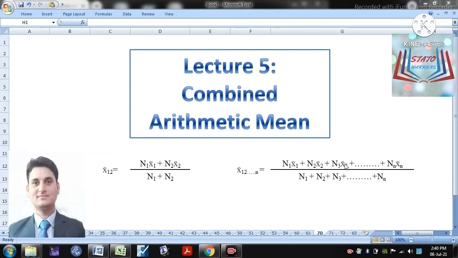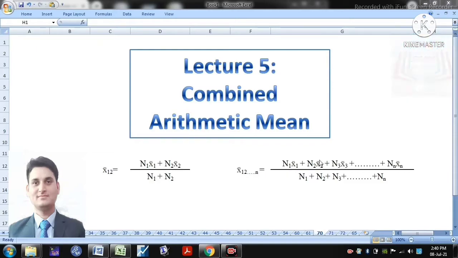So if we have only two groups, then as per the definition, the formula will be n1 x1 bar plus n2 x2 bar divided by n1 plus n2. That means the arithmetic mean of the first group multiplied by the total frequency of that group, plus the arithmetic mean of the second group multiplied by the frequency of the second group, divided by the sum of the frequencies of both groups, or we can say the sum of all the observations in both the groups. So this is how we are going to calculate it, and if we have n number of groups, we'll do the same thing for n groups.